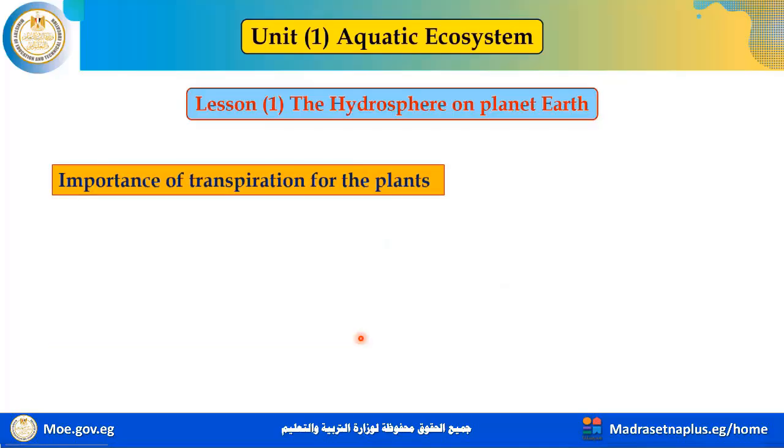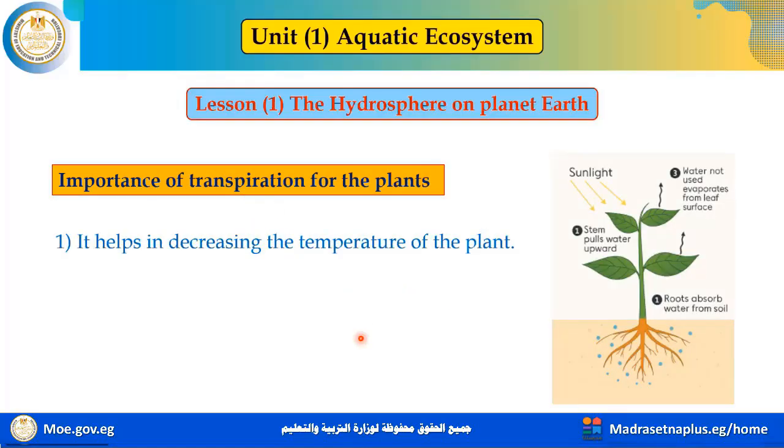Now, my dear students, let's understand the importance of transpiration for the plant. First, it helps in decreasing the temperature of the plant. It is like sweating in humans. The sweat in humans helps to regulate the temperature of your body, and the same thing happens for the plant. So the importance of transpiration for the plant is that it helps in decreasing the temperature of the plant.